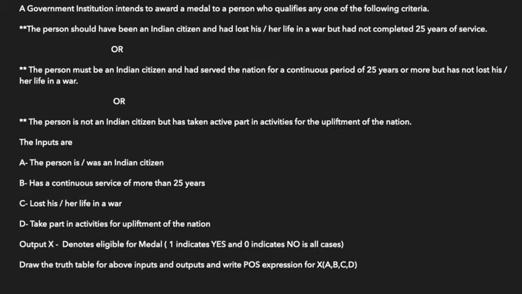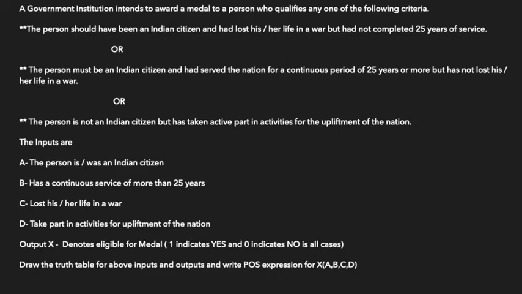The criteria are: the person should have been an Indian citizen and had lost his or her life in a war but had not completed 25 years of service; or, the person must be an Indian citizen and had served the nation for a continuous period of 25 years or more but has not lost his or her life in a war; and third, the person is not an Indian citizen but has taken active part in activities for upliftment of the nation. So these are the three criteria.